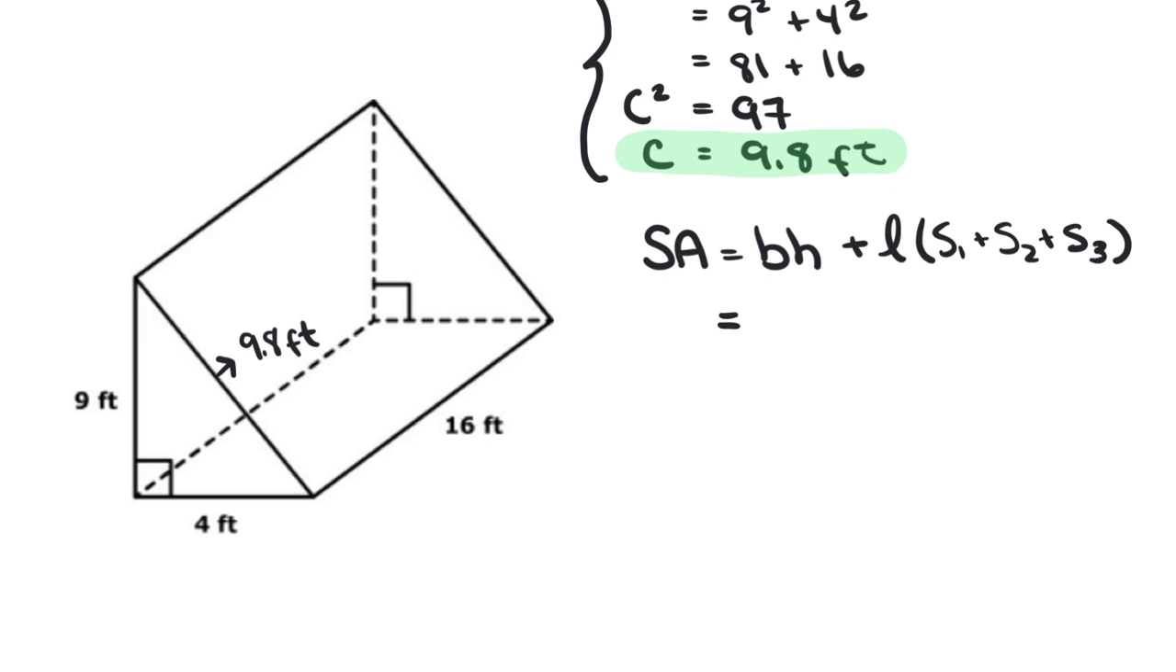Up first, we need the base, which is our 4 feet down here, multiplied by our height, which is 9 feet over here. So to find the height of the triangle, it's always where it's perpendicular or 90 degrees. In the case of a right triangle, it is both legs. Plus, the length of the whole prism is 16.